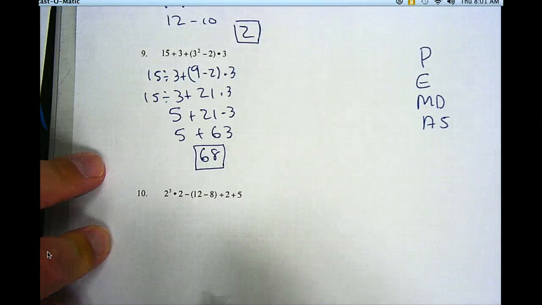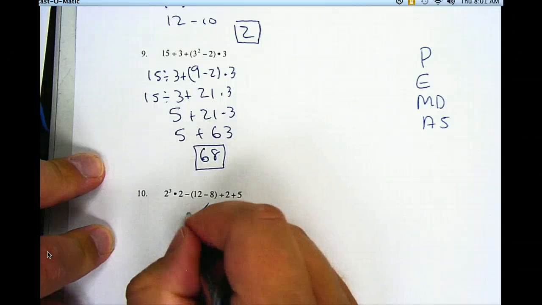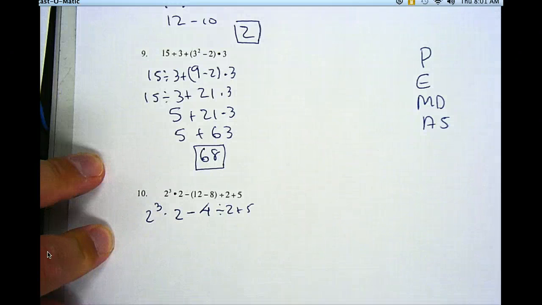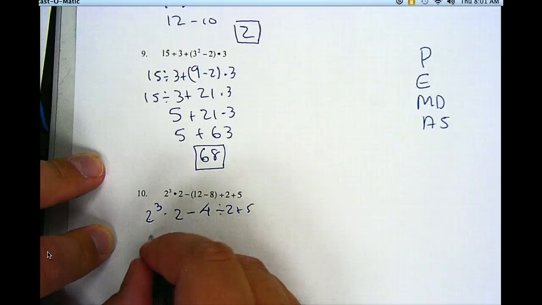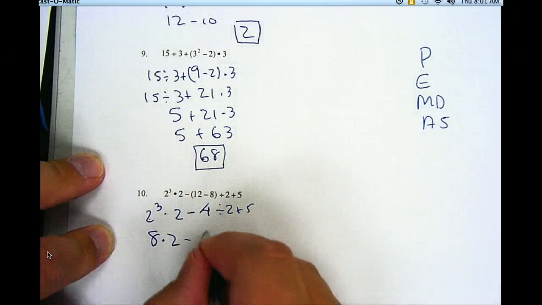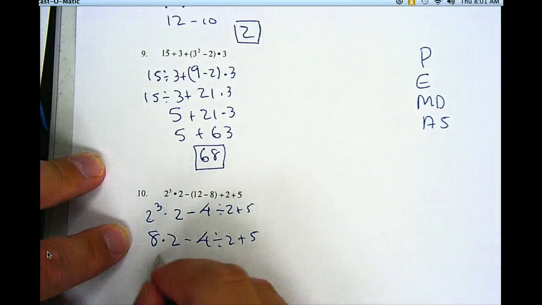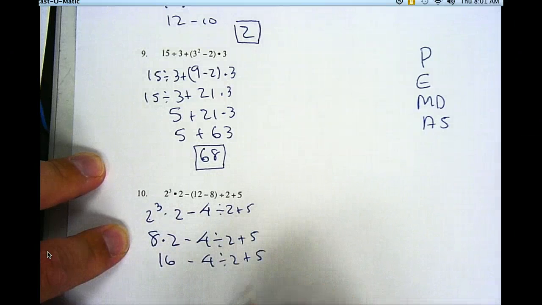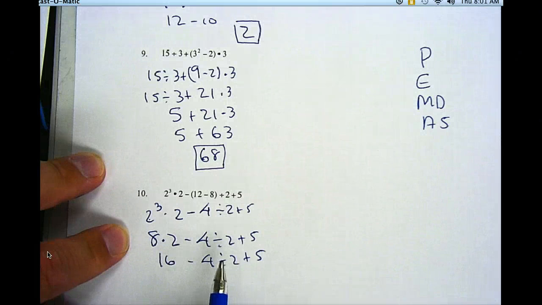And then the next part, I have to do my parentheses first on this next problem. Slide it up here. The parentheses is 4 divided by 2 plus 5 minus 2 cubed. Like that, everything else stays the same. 2 to the third power is 2 times 2 times 2, which is 8 times 2 minus 4 divided by 2 plus 5. 8 times 2 is 16 minus 4 divided by 2 plus 5. Okay, now I have subtraction, division, and addition.